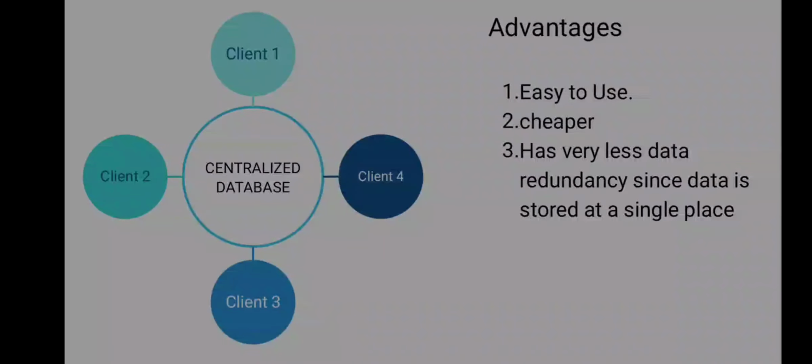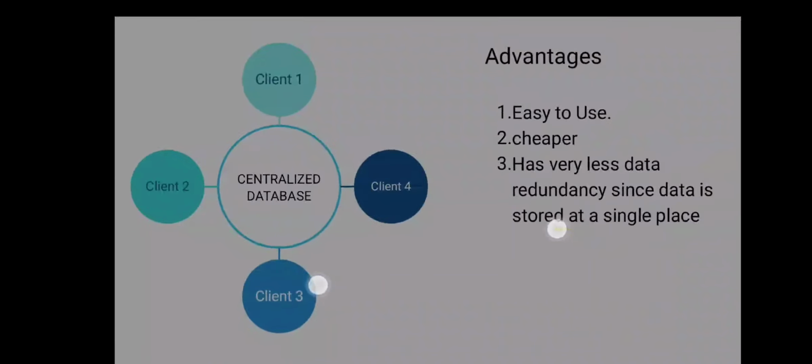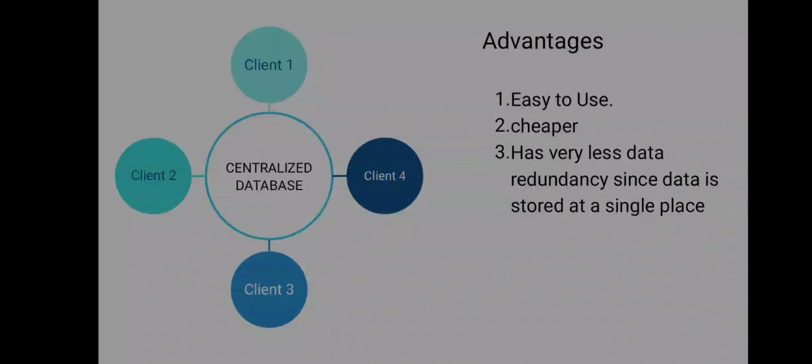For example, a college is your centralized database, where students come from different places, but the library is the same, teachers are the same, classrooms are the same. Means multiple users are using one single database, one single structure, one single data. The advantages of a centralized database are that it is easy to use, it is cheaper, and it has very little data redundancy since data is stored in a single place.